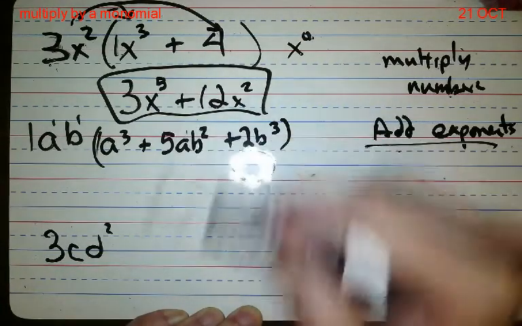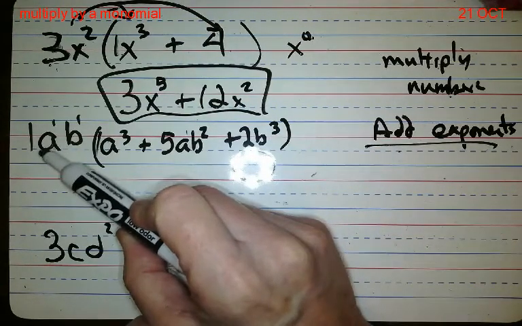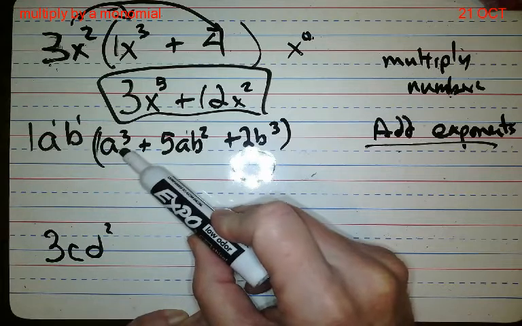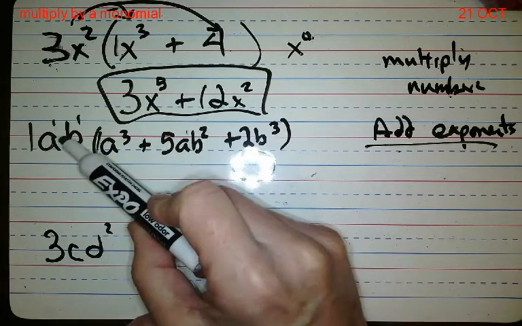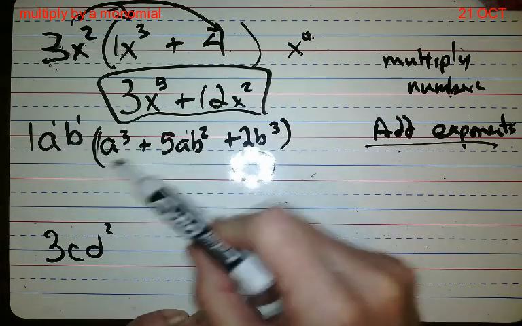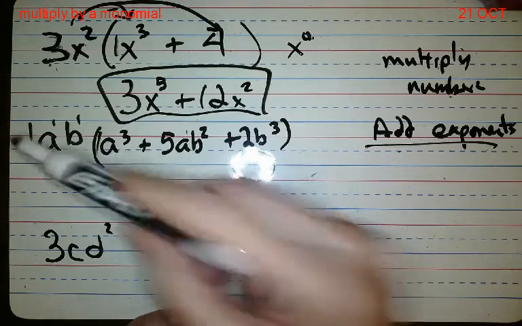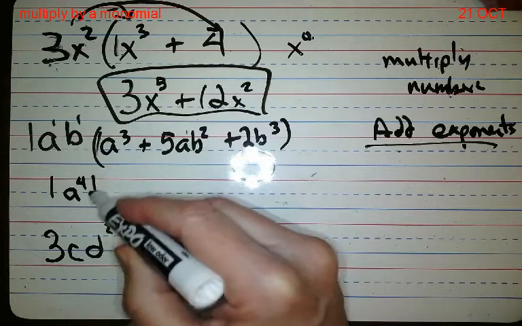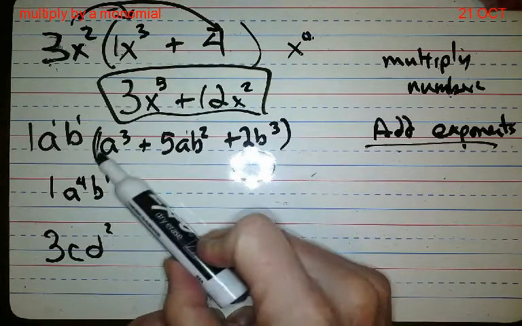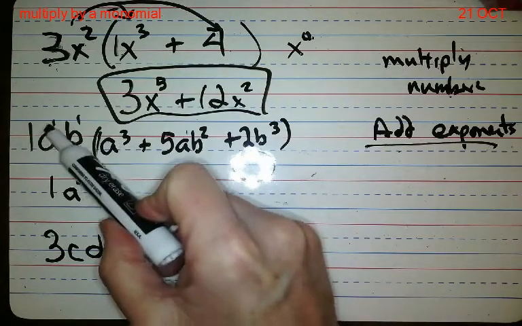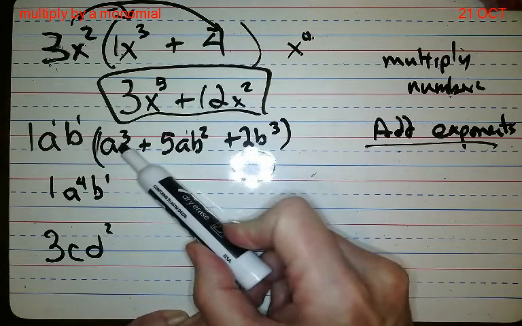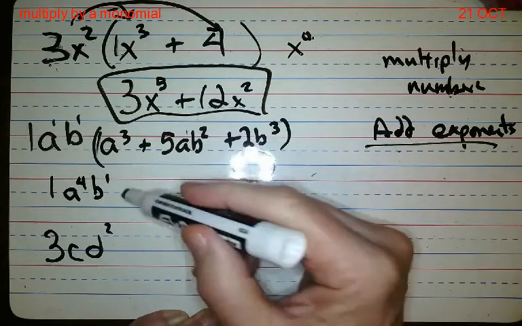All right, so I'm adding the exponent here to the 3, but I can't add the exponent on b to the exponent that's on a. So I'm going to have 1, a4, b1. So what happened? I added the 3 to the 1 on the a, and then this b, there was no b to add to. Right? So there you go.